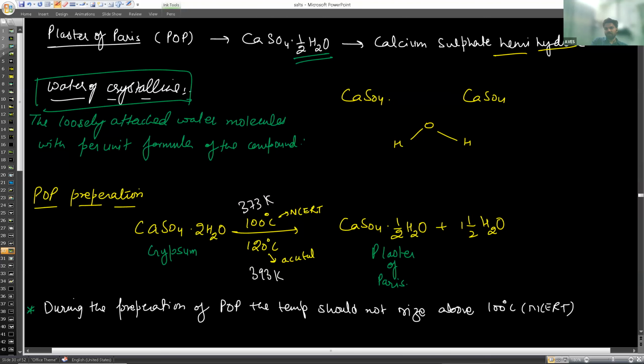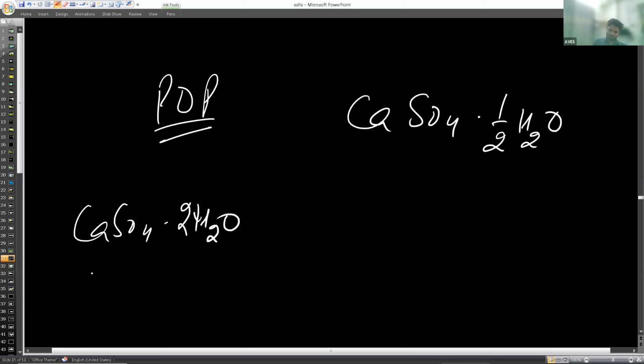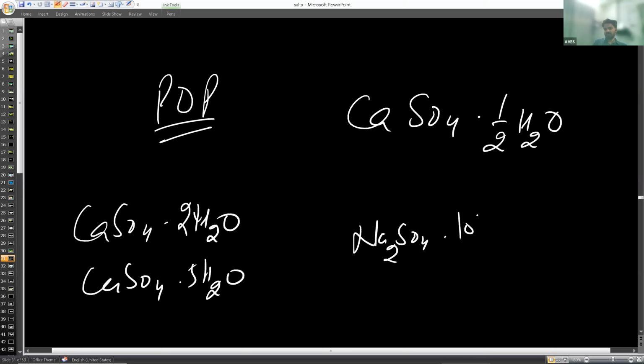Okay. Next salt is plaster of Paris. Plaster of Paris is POP. In short, we have calcium sulfate dot half H2O. You have seen that in some salts it is written like CaSO4 dot 2H2O, CuSO4 dot 5H2O, Na2SO4 dot 10H2O. So what is this dot 10H2O?